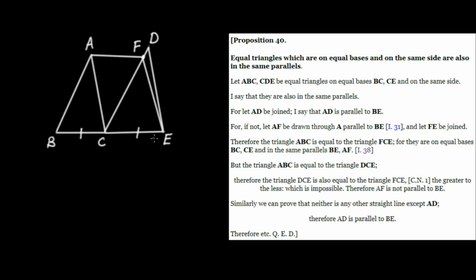And you can see why this is an absurd situation. The triangle FCE is contained by the triangle DCE. It can't be equal to it. Doesn't make any sense. This is impossible. Therefore, the supposition that led to this absurdity, namely that AF is not parallel to BE, is negated, and therefore AD must be parallel to BE. As he says, similarly, we can prove that neither is any other straight line except AD. Therefore, AD is parallel to BE, which is what we aimed to prove.